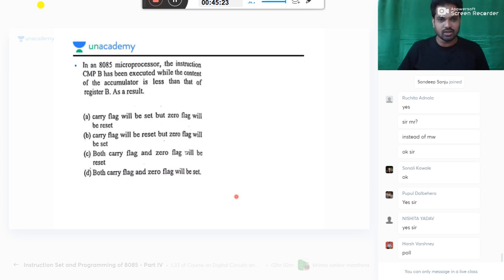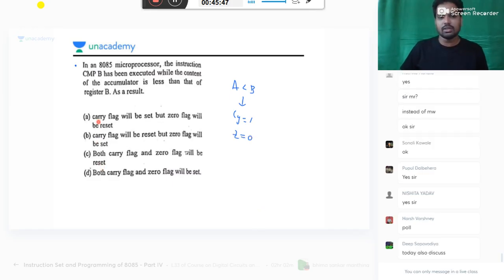So Harsh, you entered into second now. Nishita is the only person who answered all 8 by 8 right answers. Good. So compare instruction, may be with this answer. Everybody should answer this. Yesterday only we discussed. Accumulator is less than content B. When A is less than B, carry will be 1 and zero will be 0. So the carry flag will be set and the zero flag will be reset.